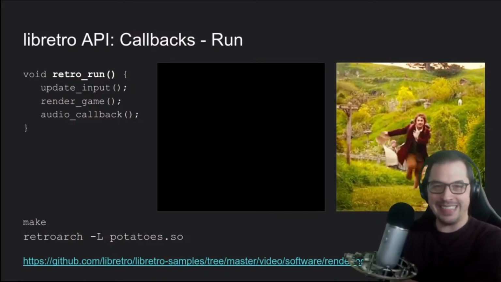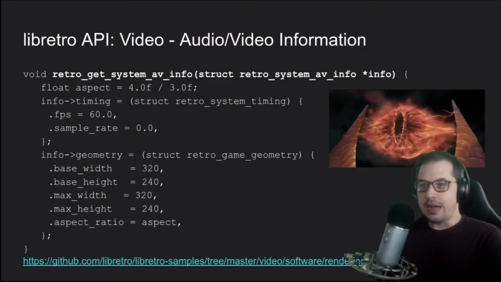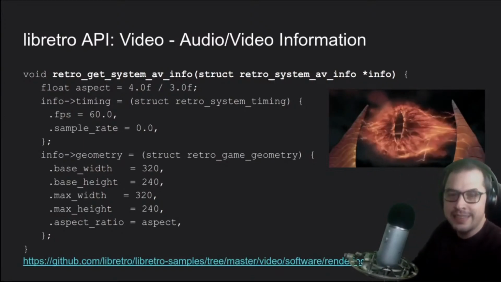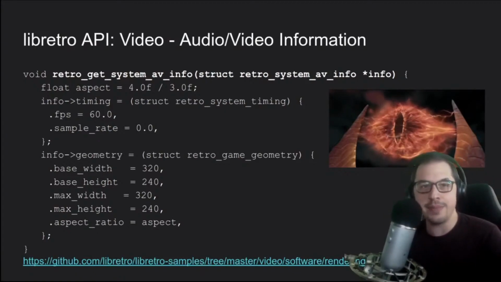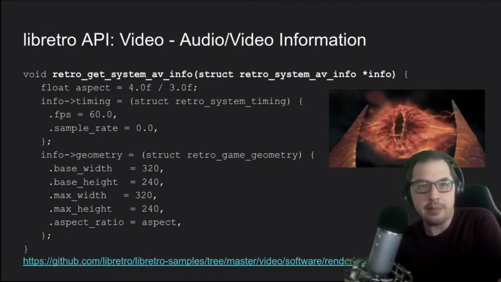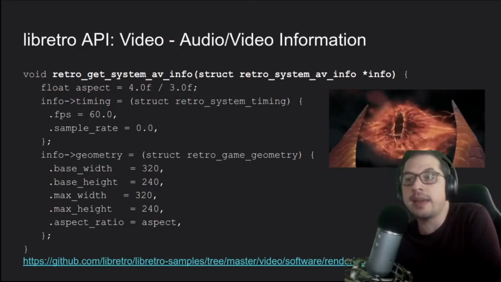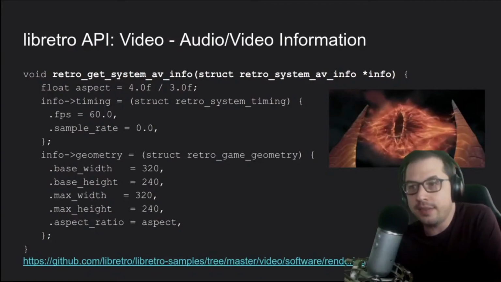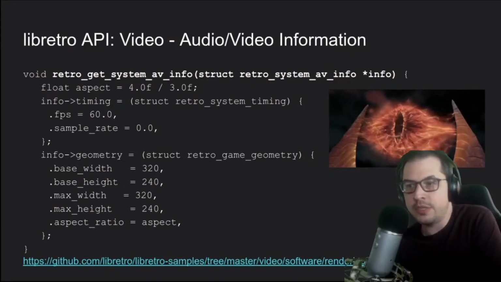But yeah, let's get some video happening here. Video is really important. If we're wanting to display something in our core, we use the retro get system av info callback. This will set up how many frames per second that retro run callback will be called. In this case, we're setting it to 60, so 60 frames a second. We're also setting the width and height of the core, which is how the video will be shown.